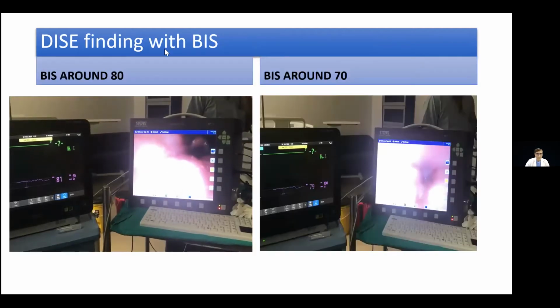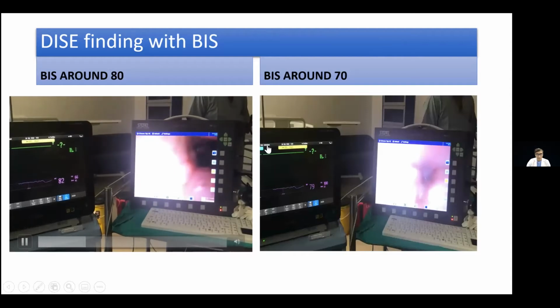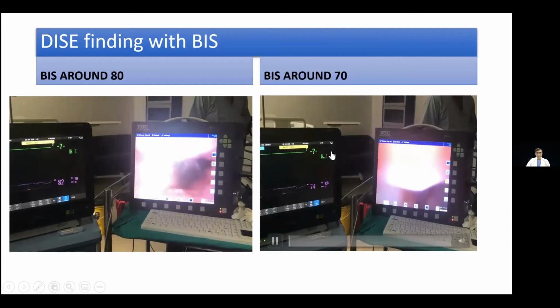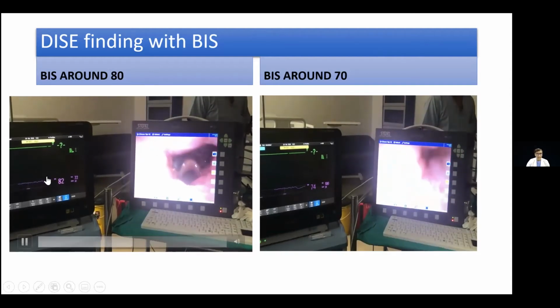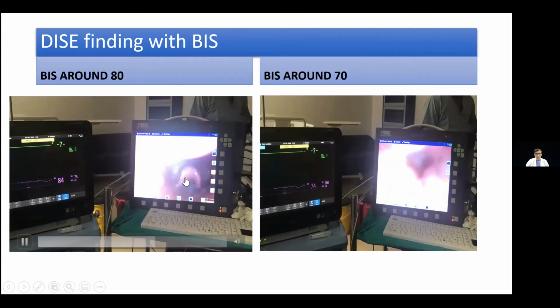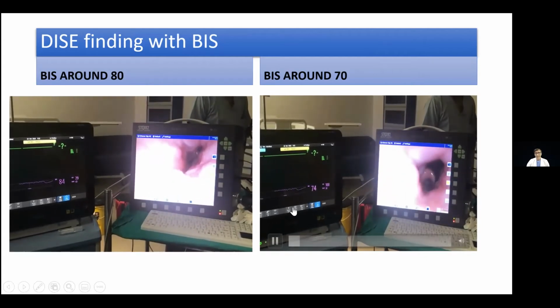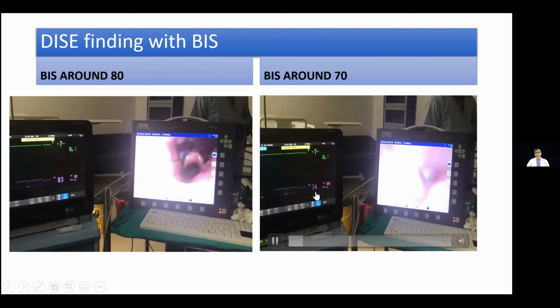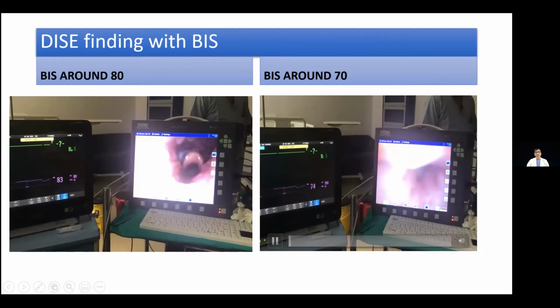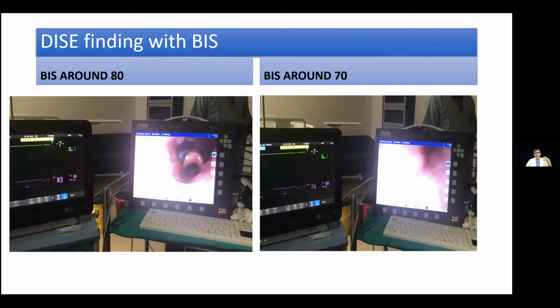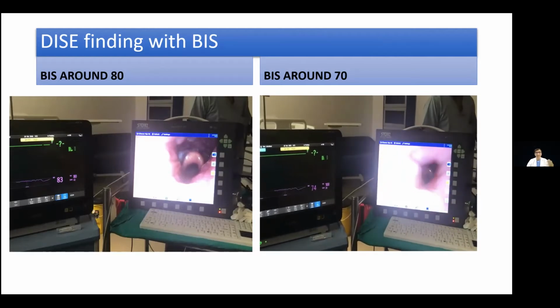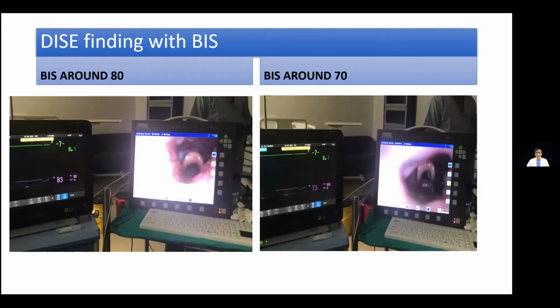Now, if you look at this video here, look at the behavior of the airway at a BIS of about 82, a reasonably open airway. Now look at the airway when the BIS is about 74. So it's very important to look at the airway and its behavior at different BIS values, because each BIS value corresponds to a particular stage in your sleep.